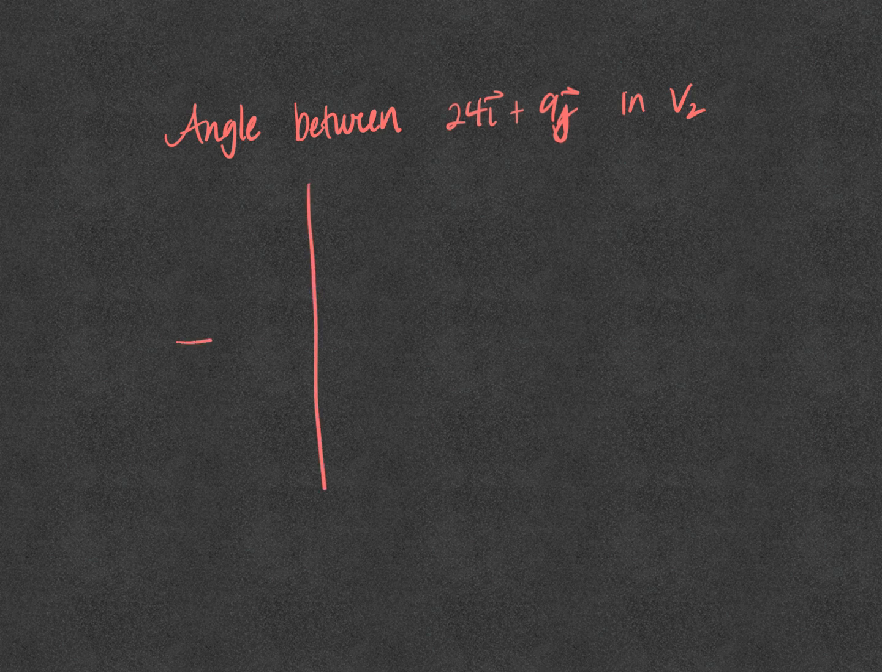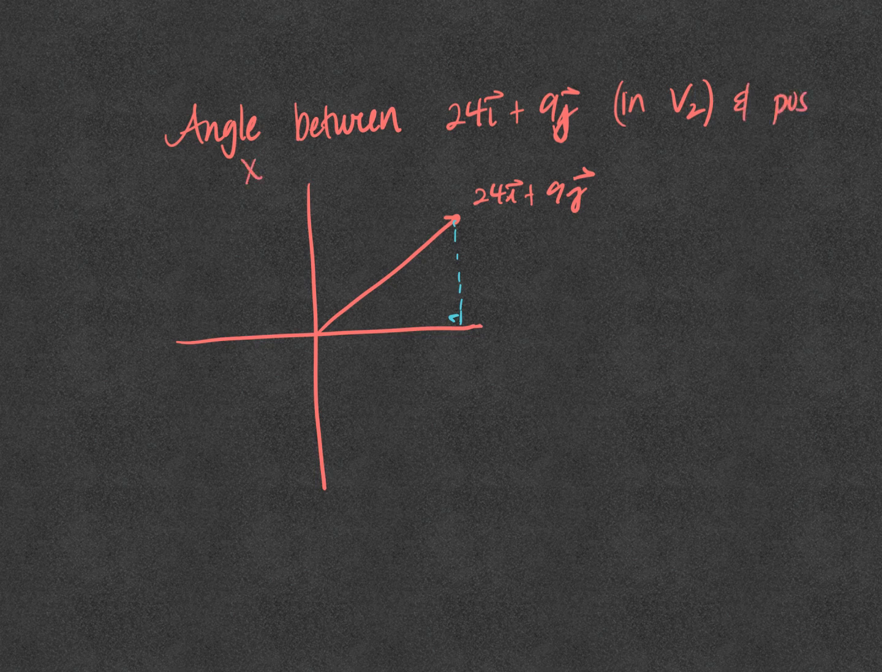So let's look at the xy axis. We have 24i, so we're going to come over about 24 and go up 9. So I would say it's in here. This is 24i plus 9j. All right, so you're looking for the angle between this and the positive x-axis. So you can see that we're looking for the theta here. And we're going to work in degrees, not in radians.